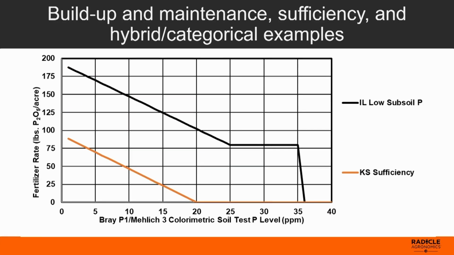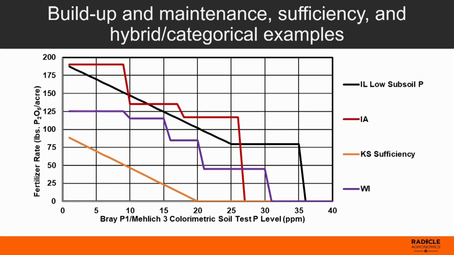Build-up and maintenance and sufficiency examples, that was a big smattering of data. I'm just going to break it down. So here's the Illinois build-up and maintenance. Here's the Kansas State sufficiency-based approach. And then here are hybrid approaches. These are used in Iowa and Wisconsin. So it's a stair step.